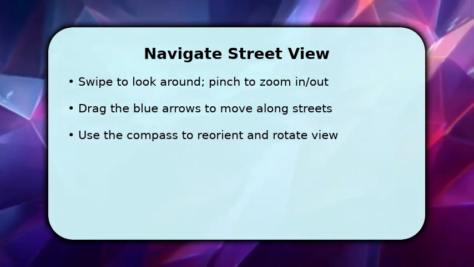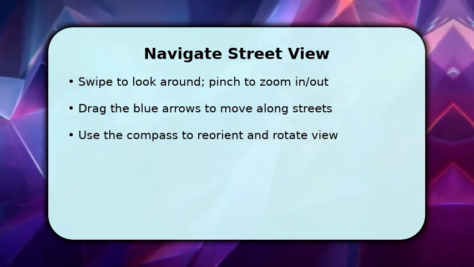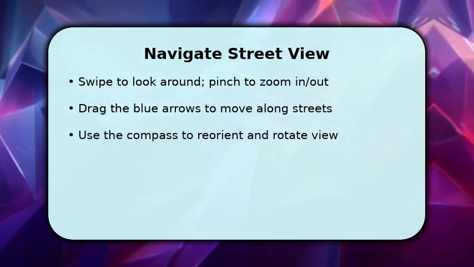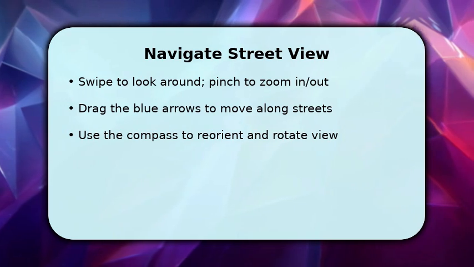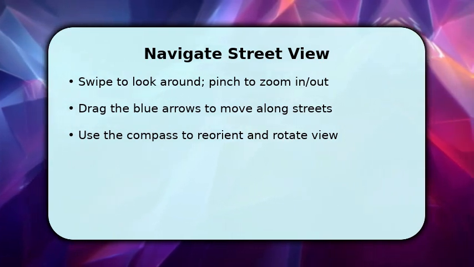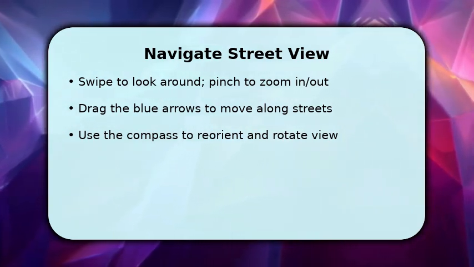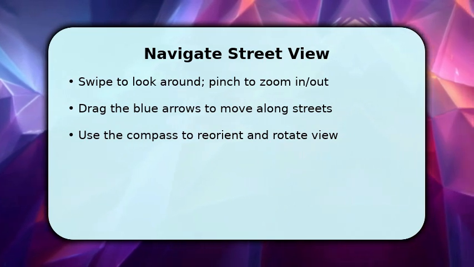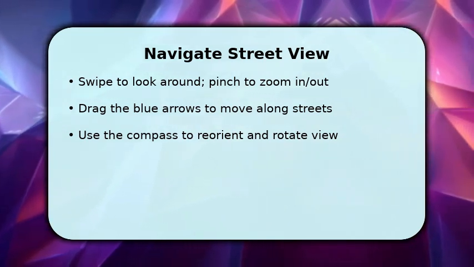To travel along the route, tap or drag the blue arrows on the road. Each tap loads the next panorama. Use the on-screen compass to reorient north or double tap to refocus quickly. If you want a different angle, hold and slowly move to stabilize motion.